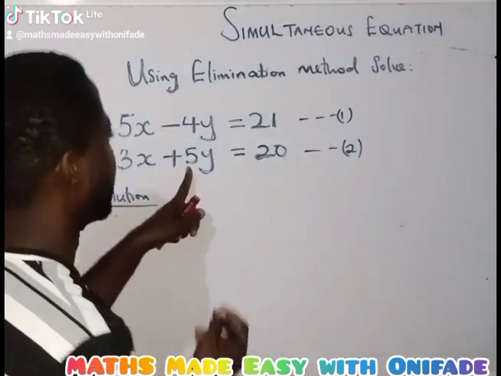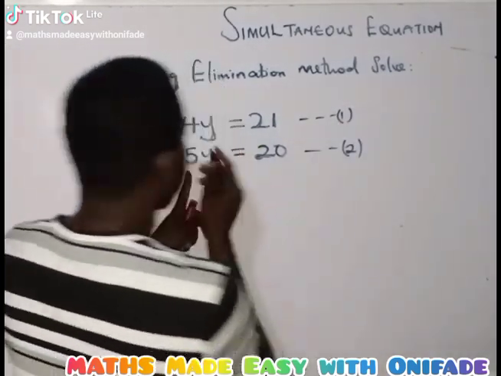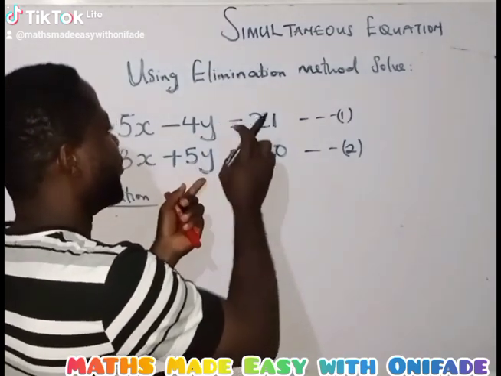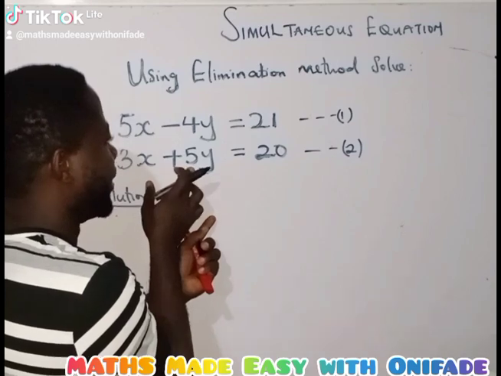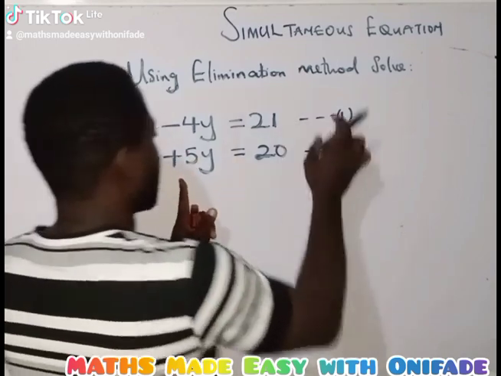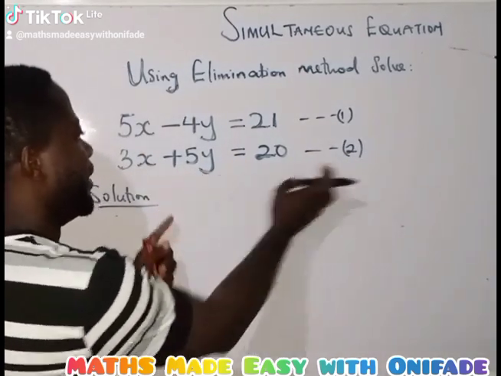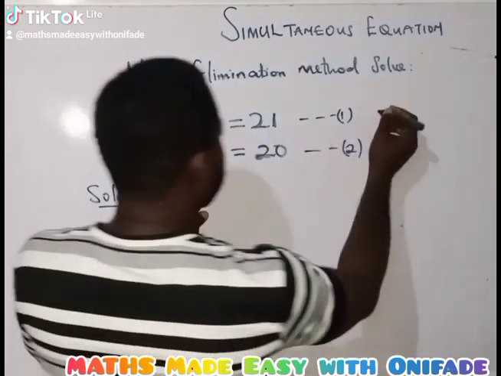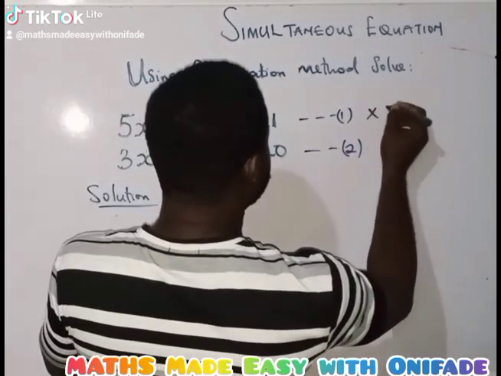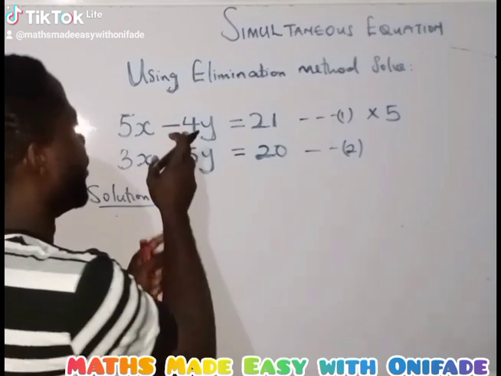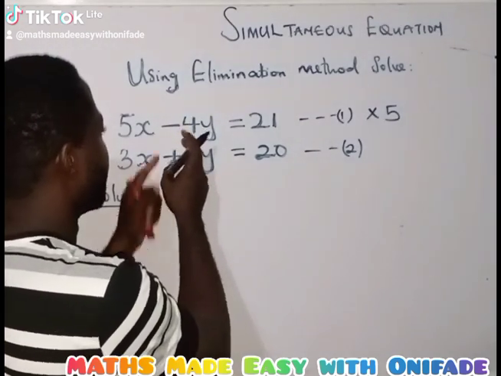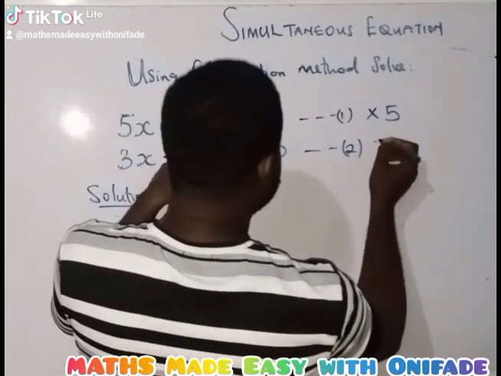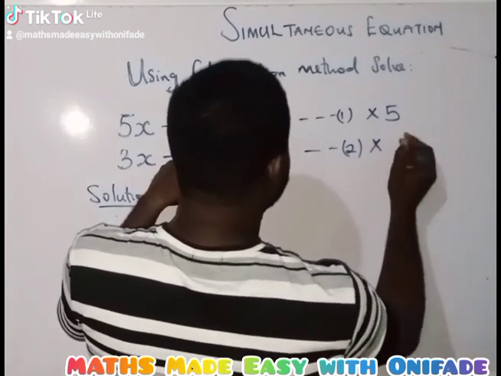So how can I do that? To make them the same, for the equation 1, use the coefficient of y in equation 2 to multiply equation 1. What is the coefficient of y in equation 2? That is plus 5. So I'm going to multiply equation 1 by 5. Now, what is the coefficient of y in equation 1? That is 4. So I'm going to multiply equation 2 by 4.